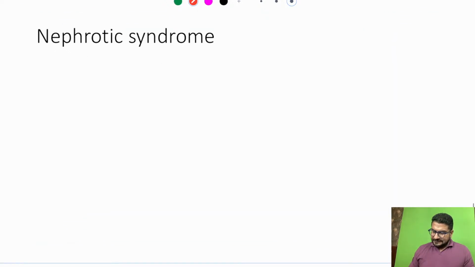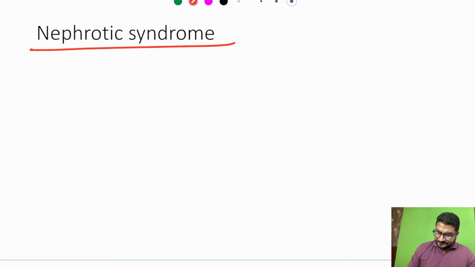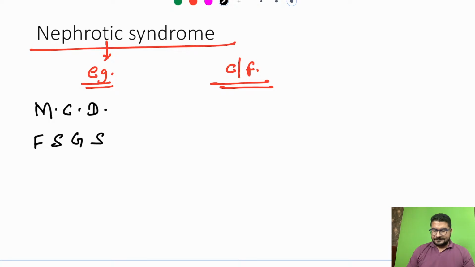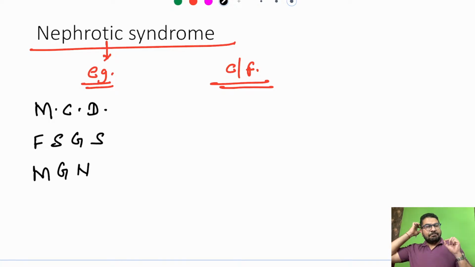Now understand, we'll talk about nephrotic syndrome in detail. First, what are the diseases in nephrotic syndrome, and what are the clinical features? The first disease is MCD, minimal change disease. The second is focal segmental glomerulosclerosis. The third is MGN, membranous glomerulonephritis. Minimal change disease is the most common cause of nephrotic syndrome.